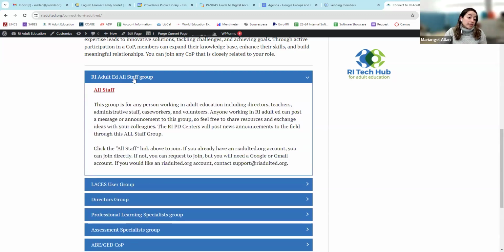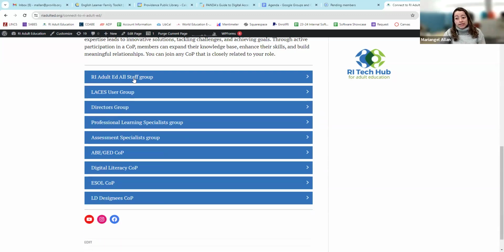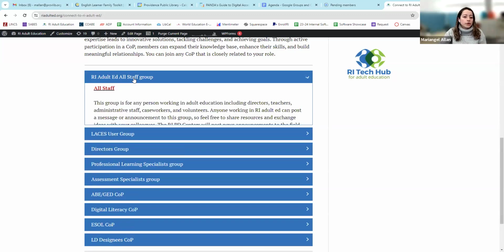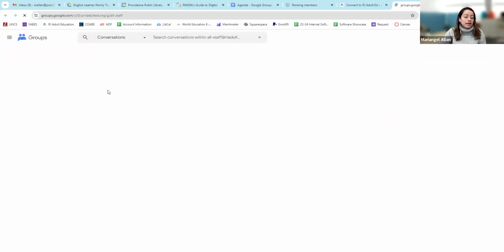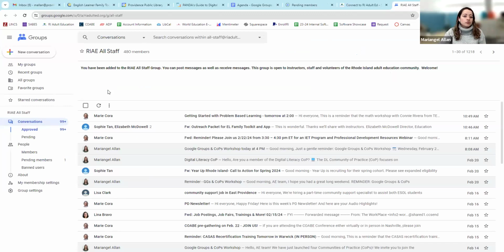Then you can open them. Let's say I need to be part of the all staff Google group. You can open it. It gives you a description of what the all staff Google group is all about. And then there is a link on the title, and when you click on it, it'll take you right to the page where you would join the group. Because I'm already part of it, it shows me the conversations that are happening in this group.